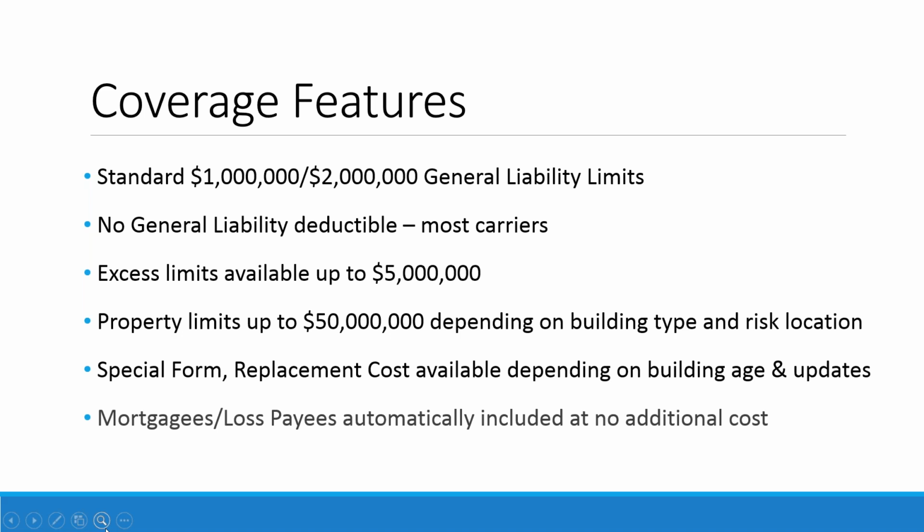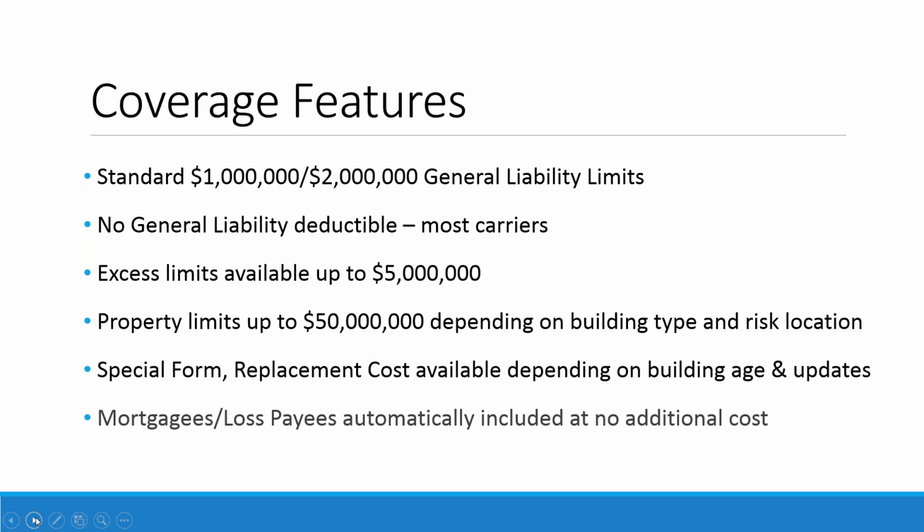And then as far as property coverage goes, special form replacement cost, we do have that available. And that is our goal to offer to you guys. But it is going to depend on the building limits. I'm sorry, not the building limit, the building age and the updates. So if it's an older building, we're wanting to know when the wiring, heating, plumbing, and roof were updated, because that will affect whether or not we can offer special form replacement cost.